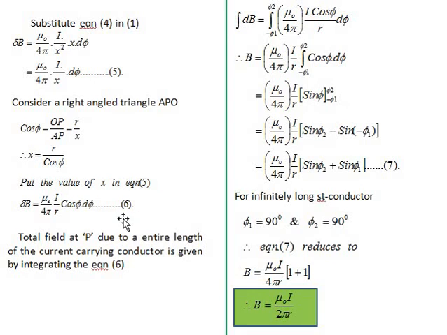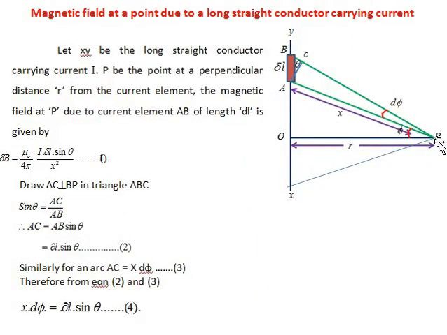Okay. So now total field at P due to entire length of the current carrying conductor is given by integrating equation 6. So this is the equation number 6. That gives the magnetic field at point P due to this small current element. Clear? Then we are going to find the magnetic field at P due to whole this conductor XY. In that case, we consider here two angles. This is the phi we represented. It is above the x coordinate. Therefore, it is taken with a positive sign.